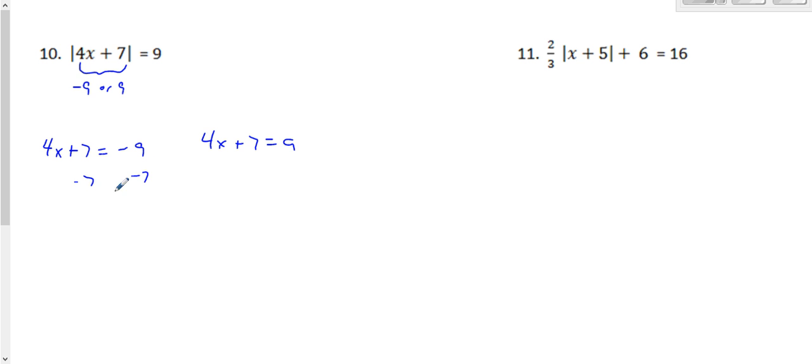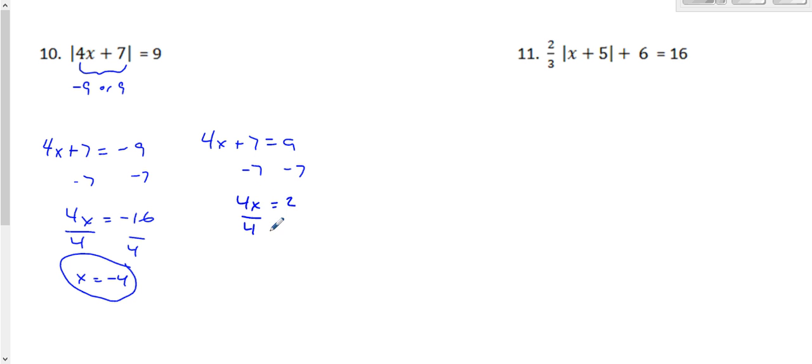So you will subtract the 7, you get 4x equals -16, you divide by the 4, and you get x equals -4. For the other one, you subtract 7, you get 4x equals 2, you divide by 4, and x equals 1/2. So the answers for number 10 are -4 and 1/2.